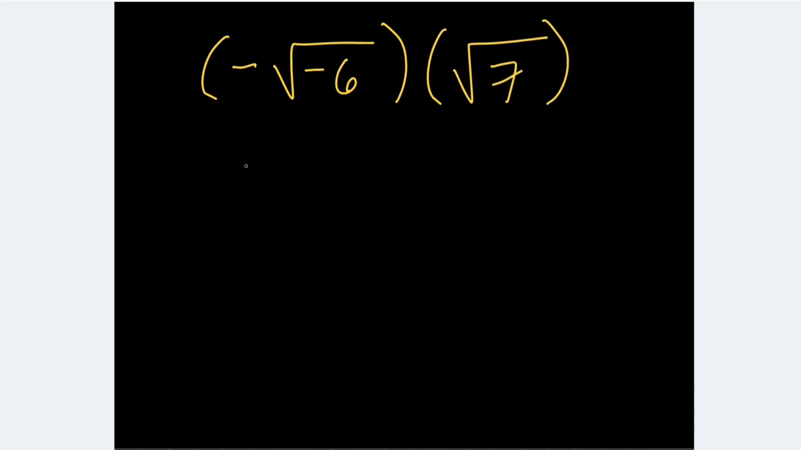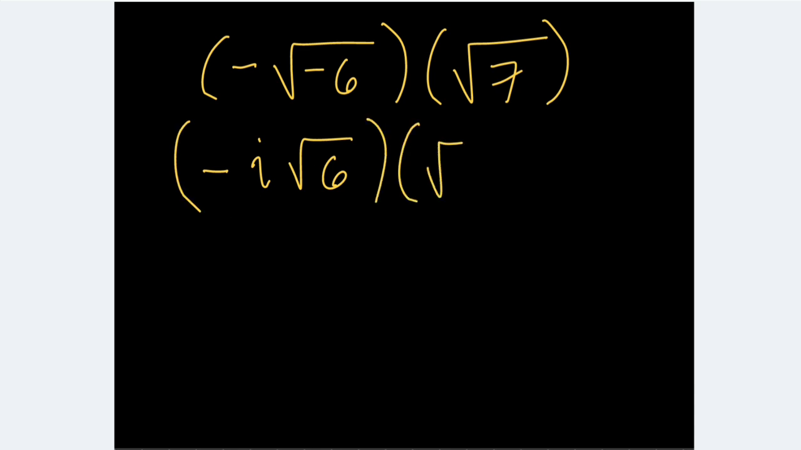Negative square root of negative 6 times square root of 7. So negative square root of negative 6 is, no, i square root of 6. So i square root of 6 times square root of 7. So this would become negative i square root of 42.